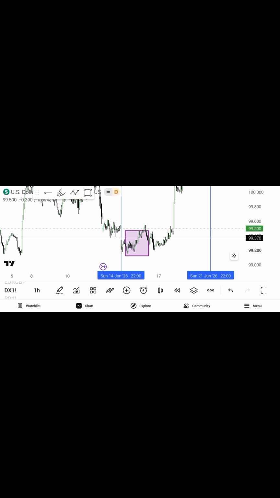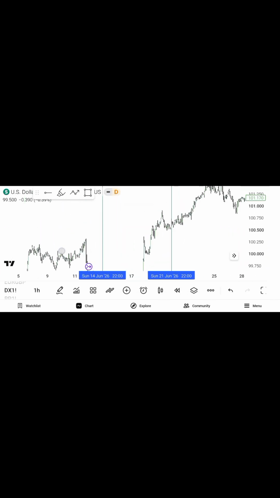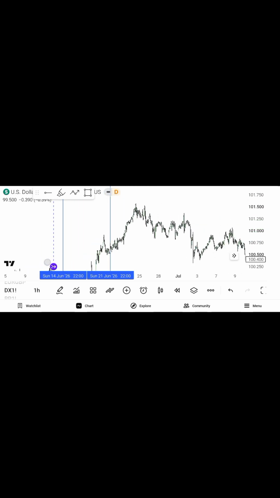And even if we have NFP or FOMC, and there's a USD bank holiday on Monday, Tuesday, Wednesday, you would be using the Monday as a range. So very, very simple. I just gave you an example of what we look out for, key levels.